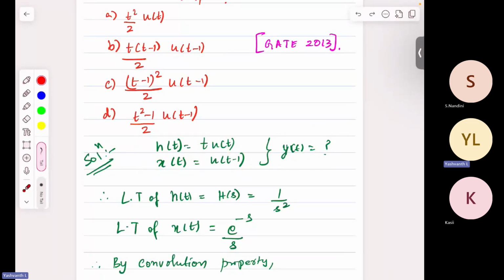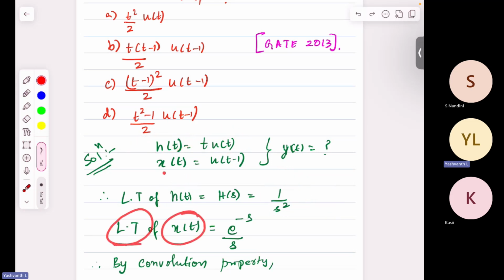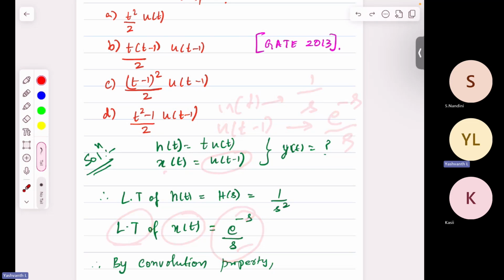Again, let's go with the Laplace domain approach. The Laplace transform of h of t, that is t into u of t, is nothing but 1 by s square. The Laplace transform of x of t, u of t minus 1, is nothing but e power minus s by s. That is, u of t had the Laplace transform 1 by s, so if you time shift it, by the time shifting property of the Laplace transform it becomes e power minus s by s.